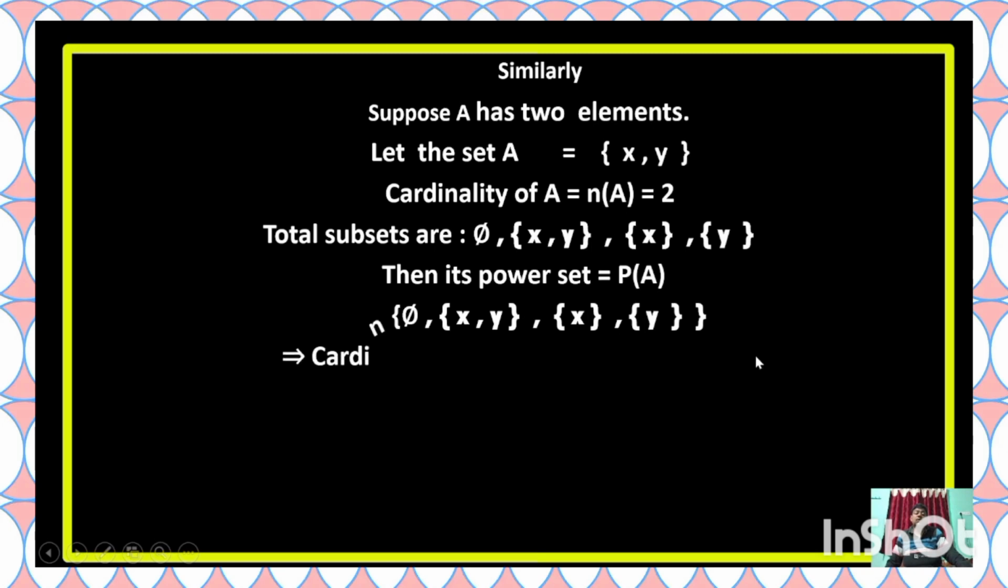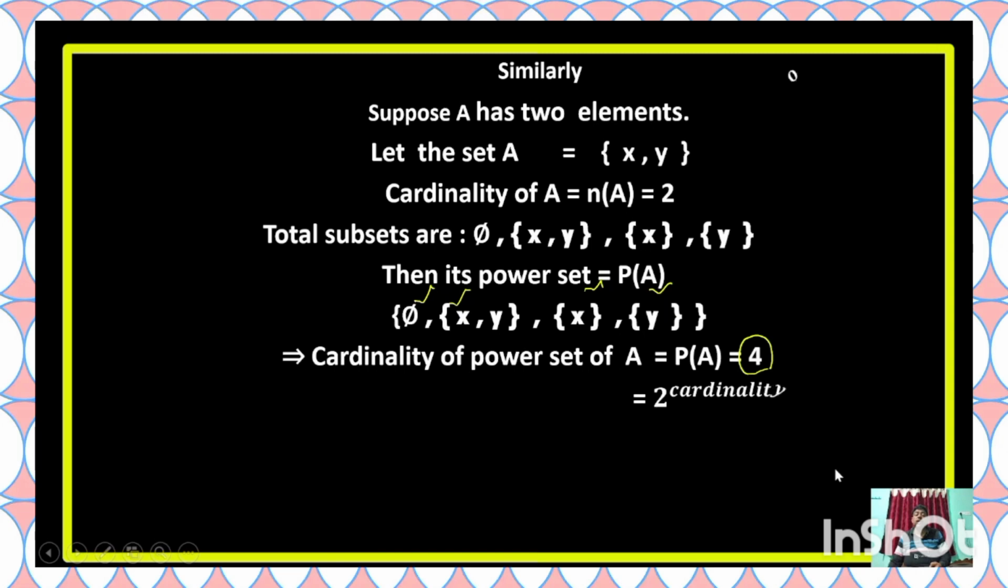And the cardinality of the power set of A, how many elements? If you count, you see, understand? So here the power set of A has 1, 2, 3, 4. So the cardinality of the power set has how many elements? 4 elements. And we can also write 4 as 2 to the power of the cardinality of the set A. And tell me, what is the cardinality of set A? It is 2. The cardinality of the set is 2. So the number of elements of the power set is equal to 2 to the power of the cardinality of the set A.